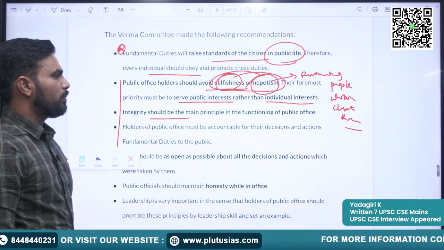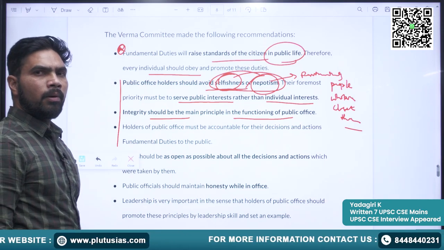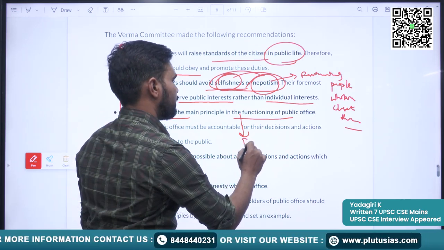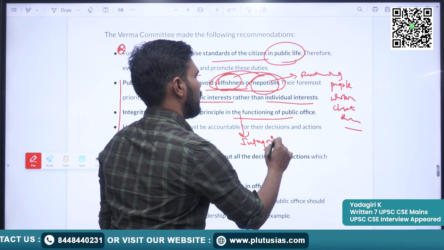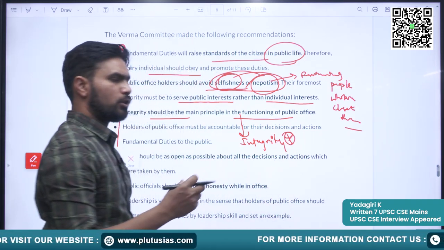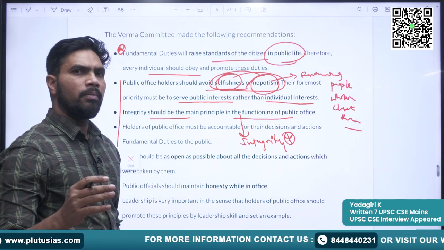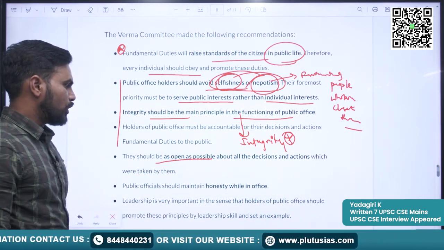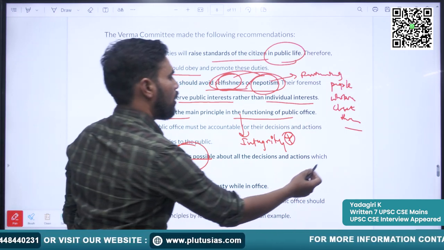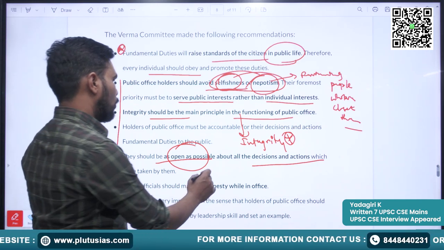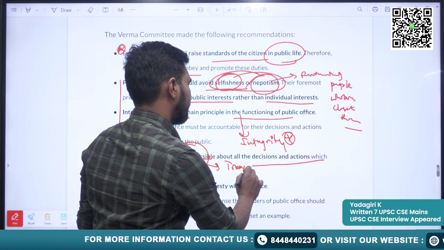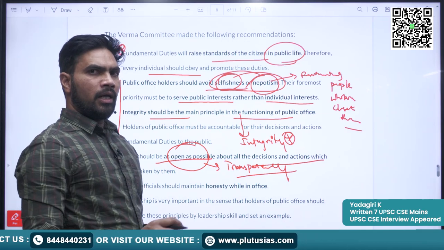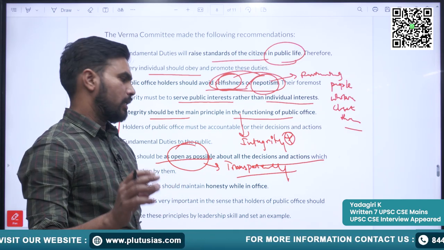Next point is integrity should be the main principle in the functioning of the public office. So the first and foremost guideline that should drive the public servant is integrity. Right, integrity should be the first and foremost principle guiding the action or behavior of the public servant. Next one is they should be as open as possible about all decisions and actions taken by them. So openness is basically transparency. So they should ensure transparency in the actions or decisions made by them.